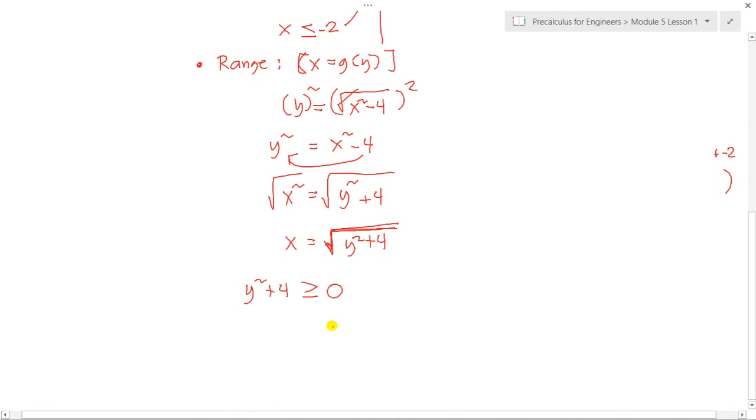Nakuha ra? Okay, I hope nakuha ninyo. Para di man negative. And then transpose sa food class. Transpose on the other side. So you have here y squared must be greater than or equal to negative 4. Okay, take the square root of both sides.